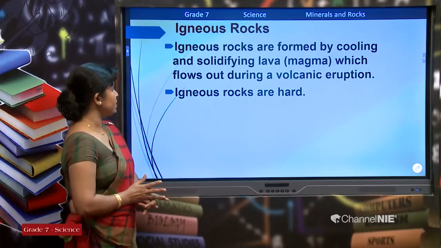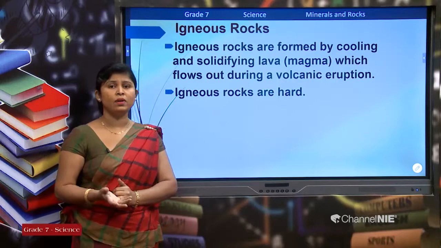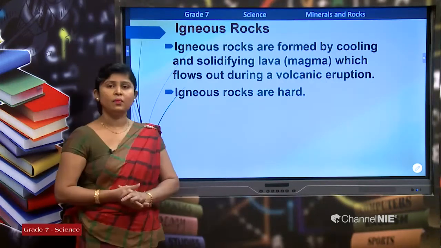Can you understand? Once again I will explain you. There is a very high temperature in the core of the earth. Then just because of this high temperature, the rocks have melted and they are available in liquid state. That is known as lava. During a volcanic eruption, the lava comes out, right? And it helps to form the igneous rocks. We will see. Igneous rocks are hard because the lava solidifies. The lava gets cool and solidifies, then igneous rocks are very hard.